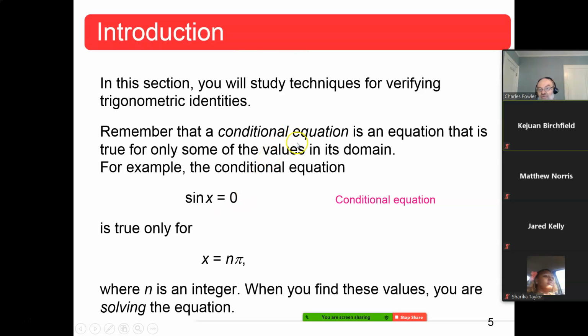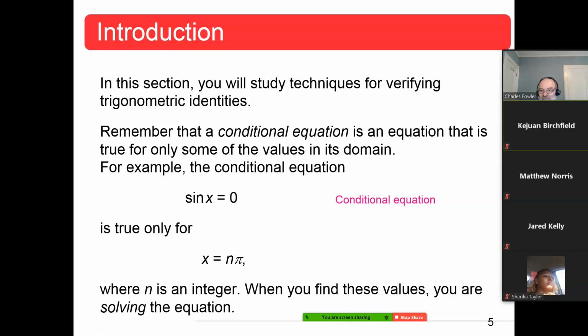That's called a conditional equation. It determines which values of x you have. Now this n here is an integer, any integer, positive or negative, but an integer. When you are finding the values that make that true, you're solving the equation. That's a conditional equation.